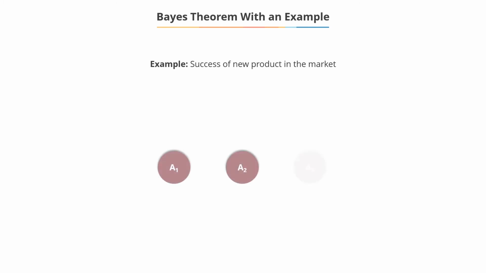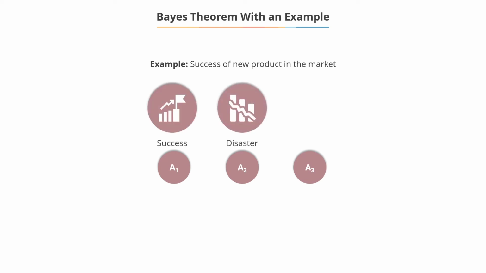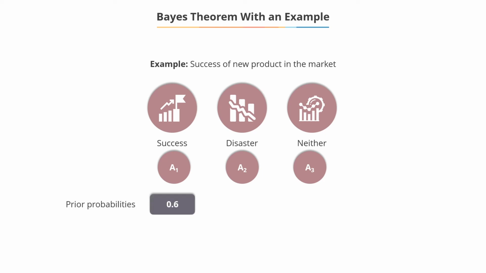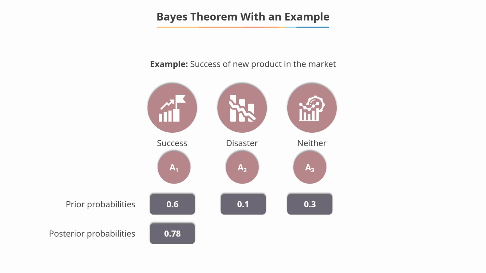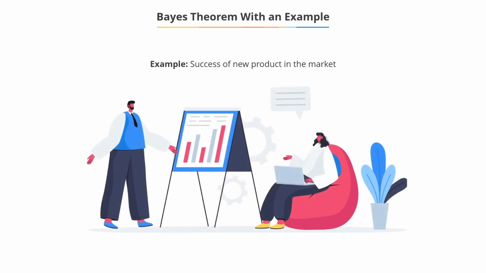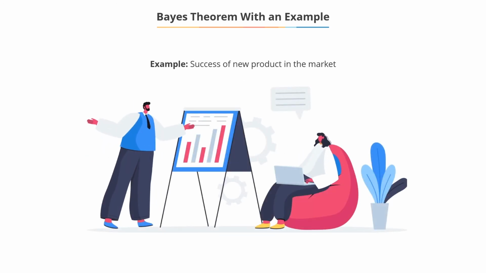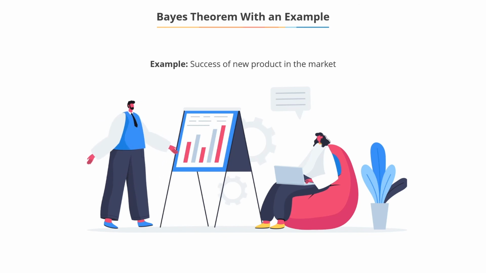With A1, A2, and A3 denoting the events of the product being a hit, a disaster, or neither of them, and B denoting the event of the market survey result being favorable, the prior probabilities are 0.6, 0.1, and 0.3, respectively. The posterior probabilities are 0.78, 0.02, and 0.21, respectively. Thus, the market research survey improves the results and serves as a guide for decision-making.